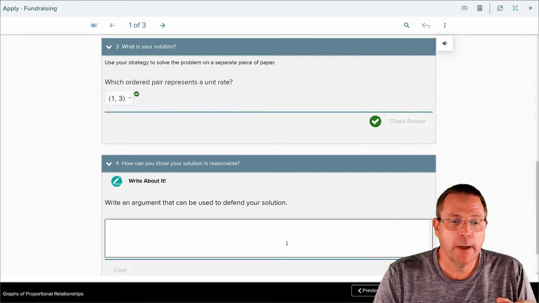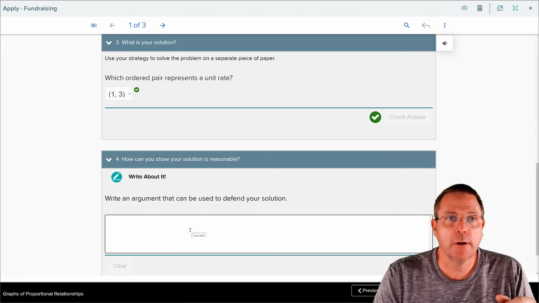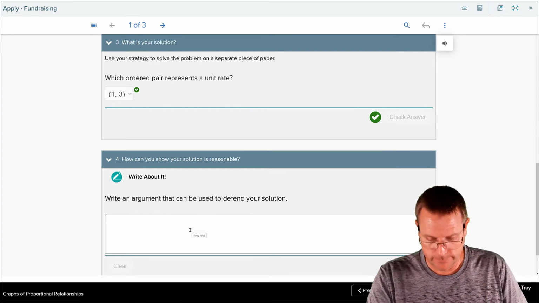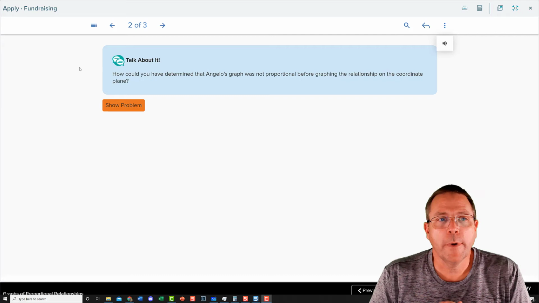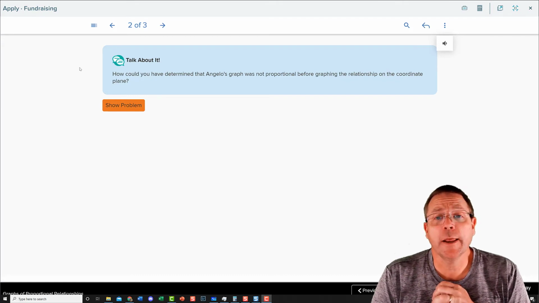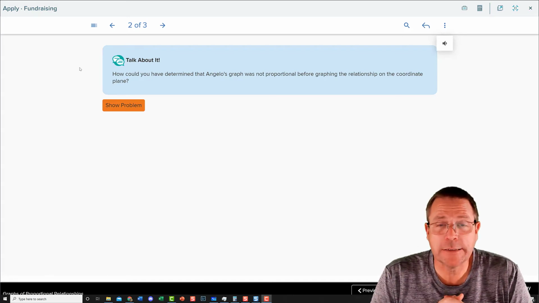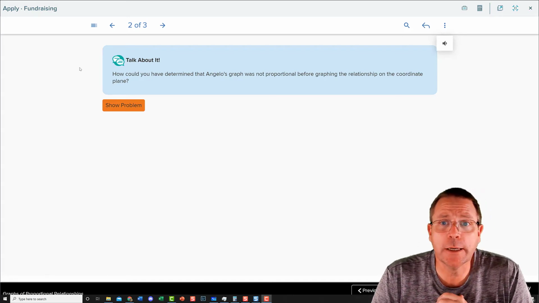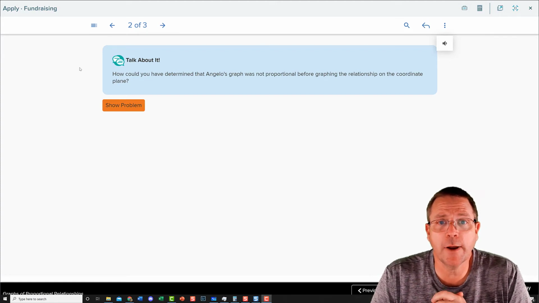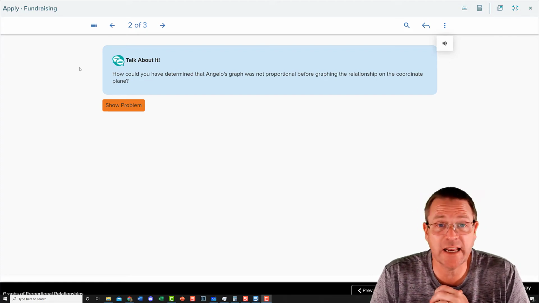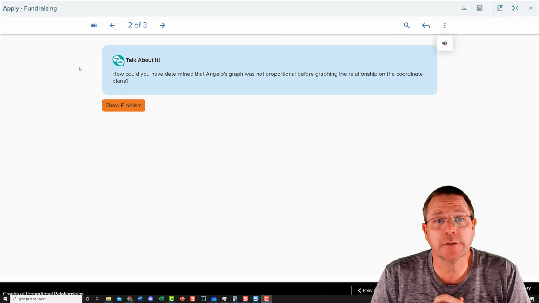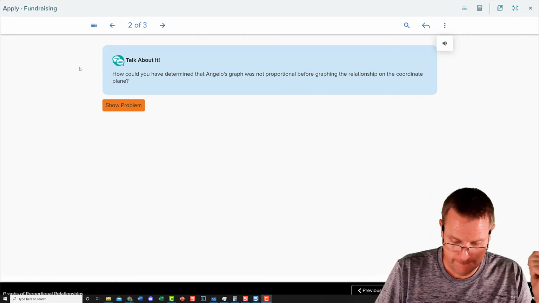I've explained my answer. You should explain something here. Hope it all worked out for you. Our talk about it says, how could you have determined Angelo's graph was not proportional before graphing the relationship on a coordinate plane? I'd say by doing just what Mr. Reach did. He took and simplified it instead of graphing it because the instructions didn't say to graph it, and simplifying it's a whole lot easier method for me to do that with.